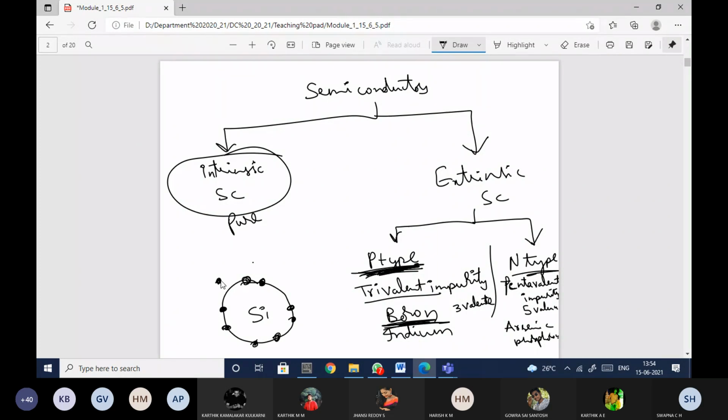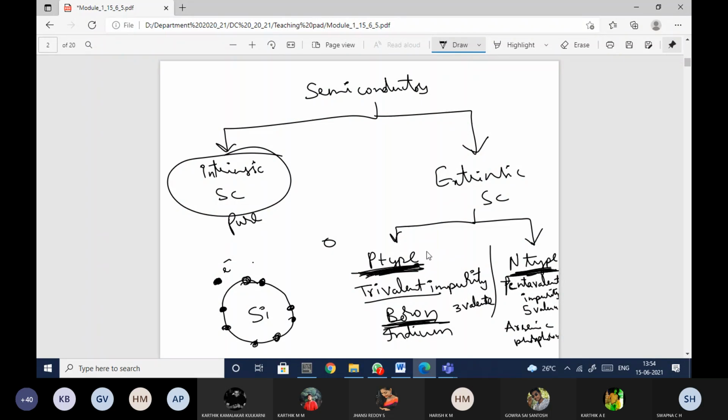So this can donate an electron. This is said to be the donor atom. If you check here, more number of free electrons are available. In the p-type I have more number of holes present. In the n-type I have more number of free electrons, which can be easily donated or which can easily participate in the conduction. That is the reason it is said to be the n-type semiconductor.